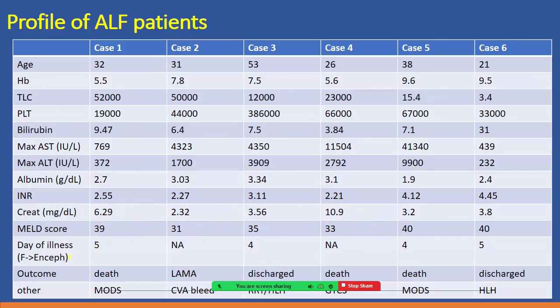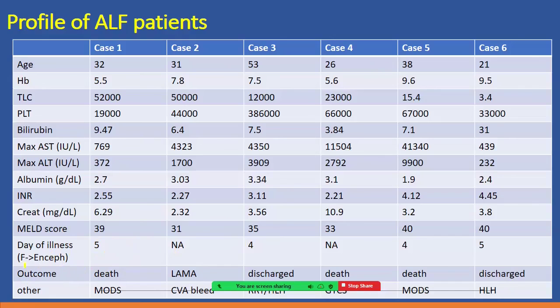We calculated the fever to encephalopathy day: the day of presentation with fever, followed by the day at which the patient develops encephalopathy. This data was available for 4 patients, and all of these patients had encephalopathy within a week of the fever. So these are likely hyperacute liver failure rather than simple ALF.